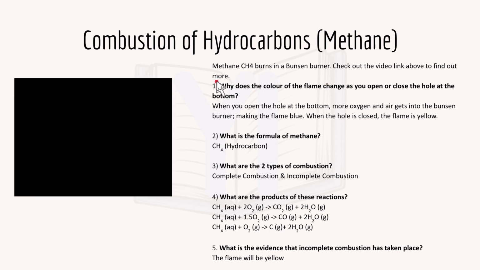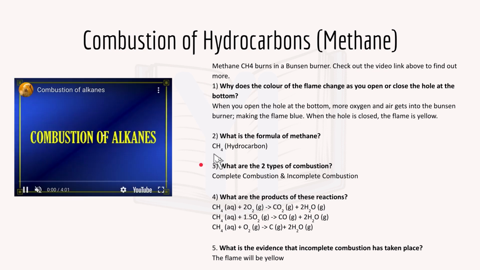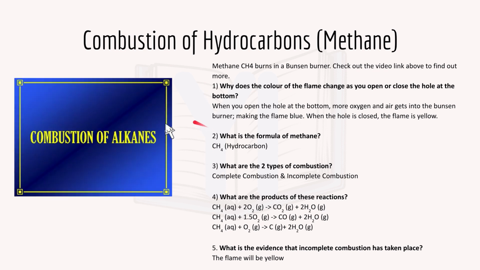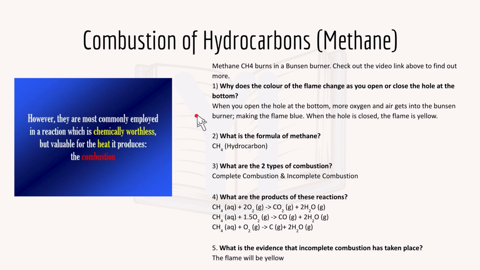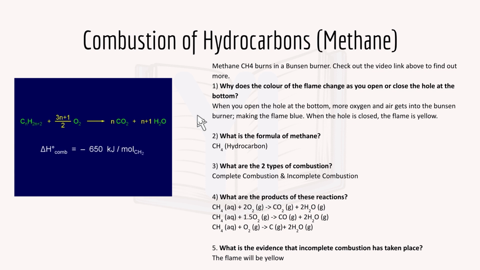Methane, or CH4, burnt in the Bunsen burner. And here's a video over here, which you can see. I'll just play it while I answer the question. Why does the color of the flame change as you open or close the hole at the bottom? Because when you open the hole at the bottom, more oxygen and air gets into the Bunsen burner, making the flame blue. So it's a hotter flame. And when the hole is closed, the flame is yellow.